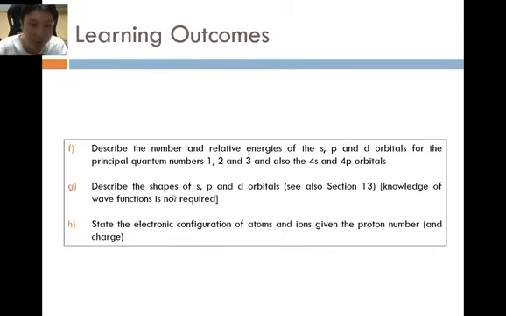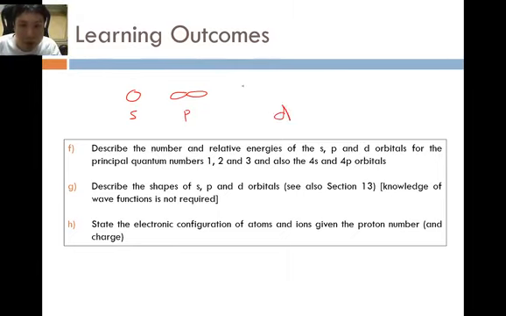Describe the shapes of the s, p, and d orbitals. So again, the s is a sphere. The p looks like a dumbbell shape, like this, and it's along the 3 different possible directions: x, y, and z direction.